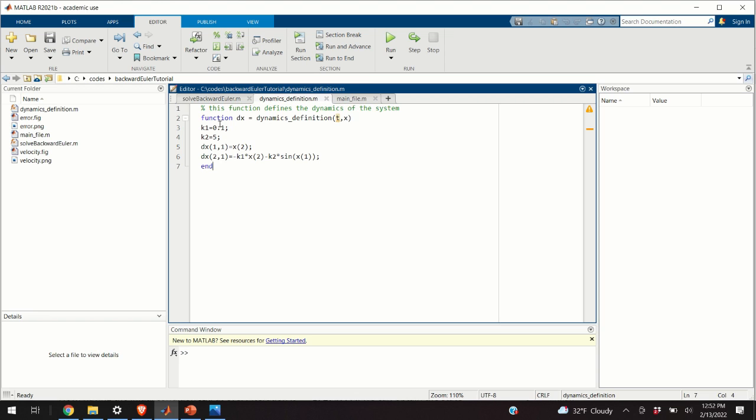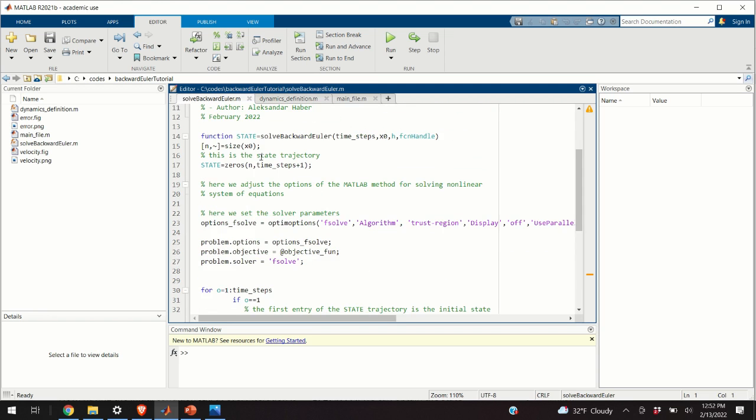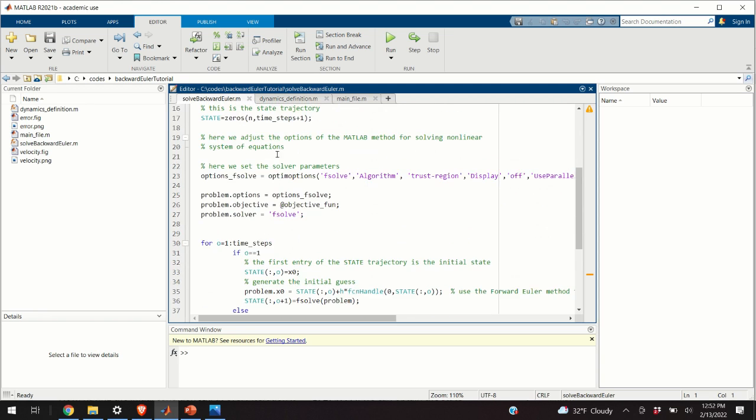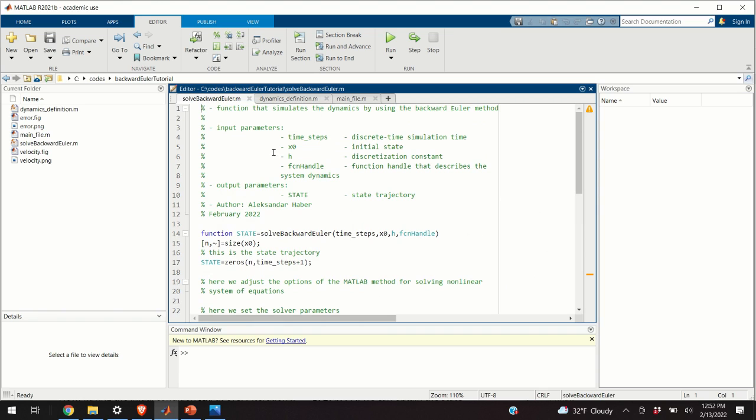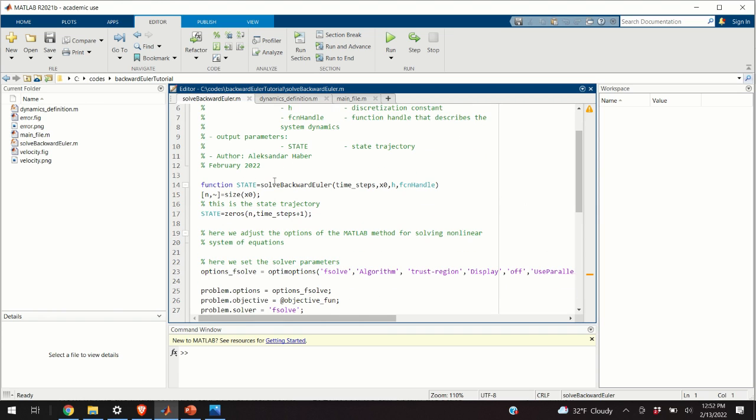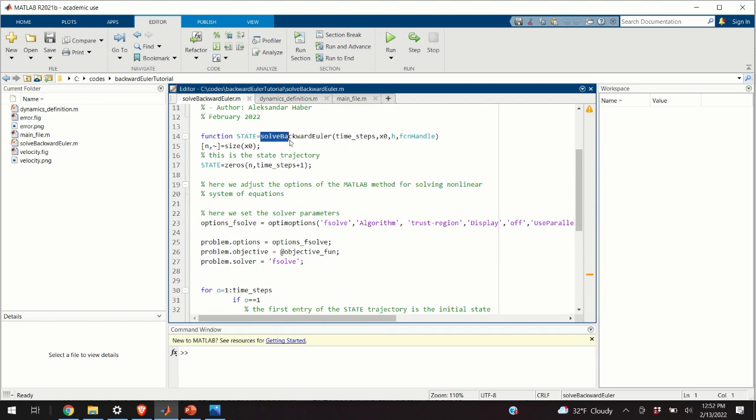Okay, now I will write a function that you can see over here that specifies the discretization method. So what do I have over here? Here's my function. It's called solveBackwardEuler.